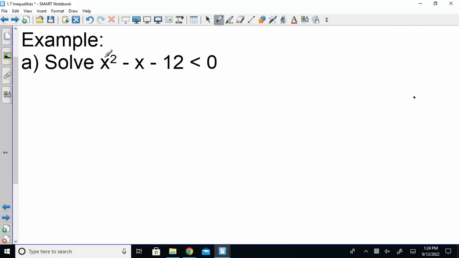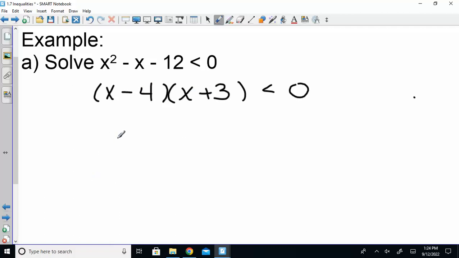If it were a negative, what could we do? Multiply by -1. When you multiply by a negative on the inequality, what happens? The inequality flips. Okay. So this we could factor using the easy method. Multiply to -12 and add to -1. So if you were just solving an equation right now, you would say x is 4 and x is -3.